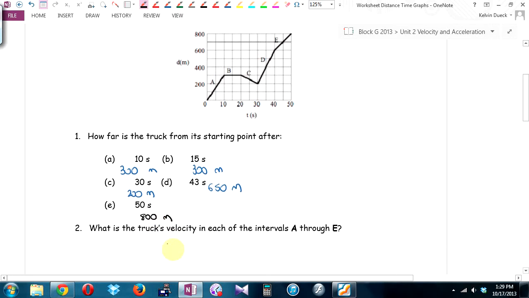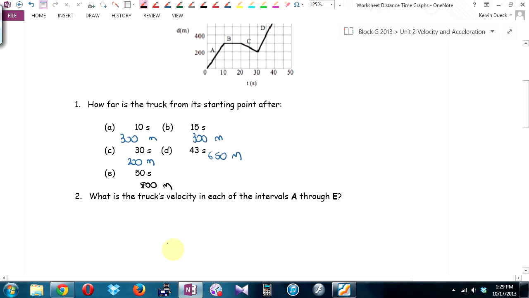What's the truck's velocity in each of these intervals? How can I find, and this is really the point of this, how can I find the velocity if it's a distance time graph? The slope. So in interval A, I'll call that velocity of A. That's a good notation, I think. The slope is the rise over the run.